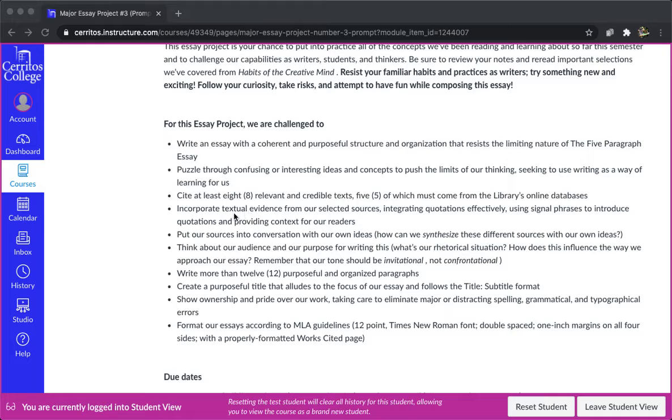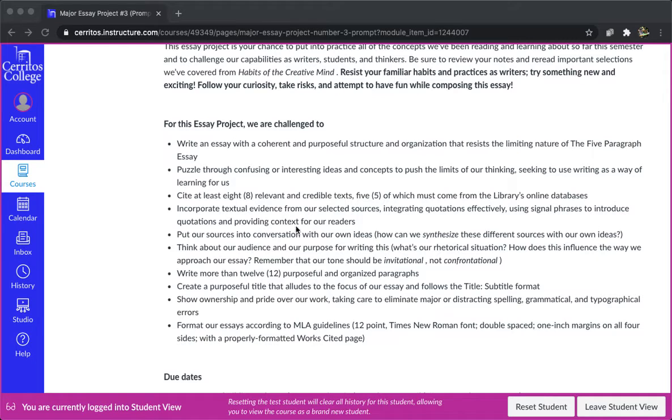We're challenged to incorporate textual evidence from our selected sources, integrating quotations effectively, using signal phrases to introduce quotations, and providing context for our readers. In other words, we want to make sure that we are weaving our quotations into our writing so that they fit. And so we're attaching those quotations to our writing by using signal phrases. If you need a refresher on what a signal phrase is, you can review the integrating quotations document that I introduced earlier in the semester.